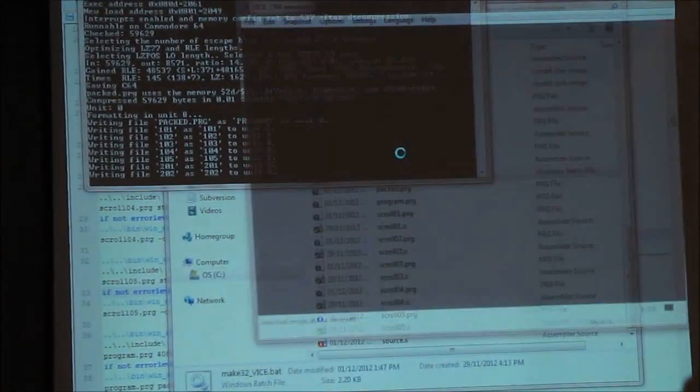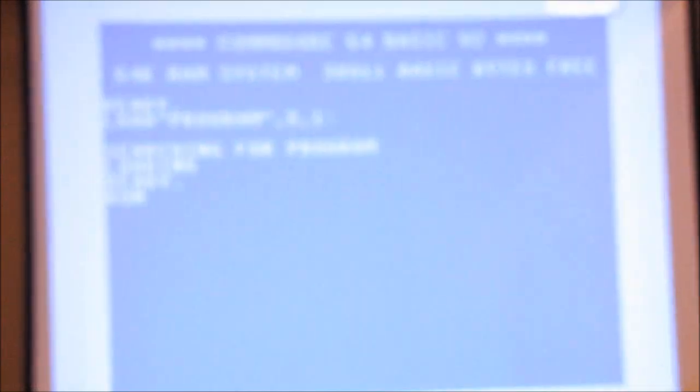Is that XMI? Yeah, the XMI. The assembler is actually really fast. What assembler?